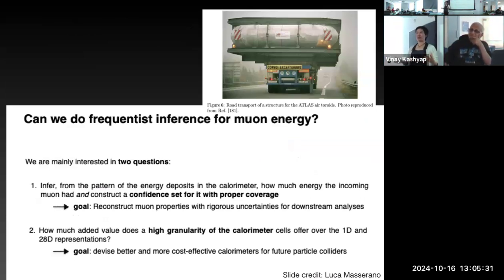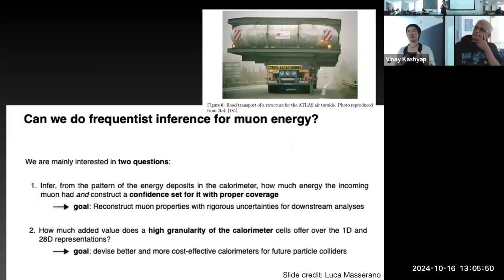Now I'm in an astronomer audience, so it takes a little bit more convincing, right? Why you should care. But there were two questions our collaborators cared about. One, can you get confidence sets with actually real, nominal coverage? So do you get valid uncertainties? That was one question. And the second is, should we build a highly granular calorimeter? I mean, there's a cost involved in it.